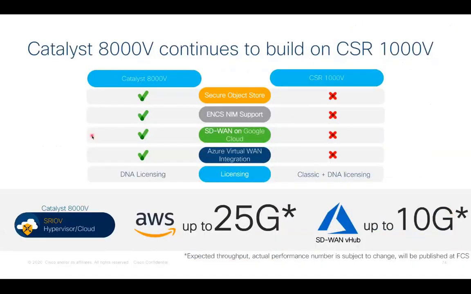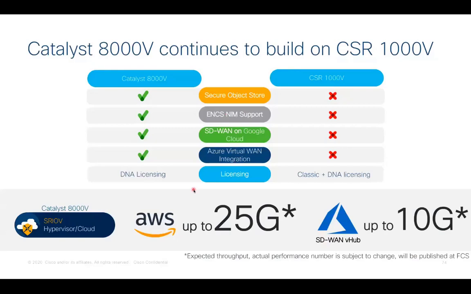Okay, so 8000V retains the same feature and platform parity with CSR 1000V. The major new additions that we have introduced with the Catalyst 8000V are defined here: the secure object store, the ENCS NIM support, SD-WAN support on Google Cloud Platform. We have introduced the Azure Virtual WAN integration support with 8000V, and we have also introduced a new way of licensing, which is the DNA licensing with smart licensing enhancement.